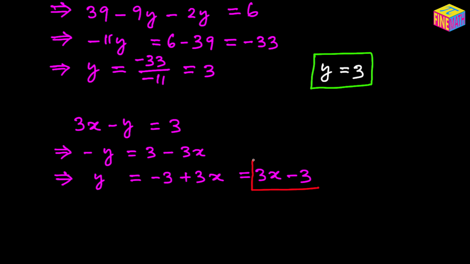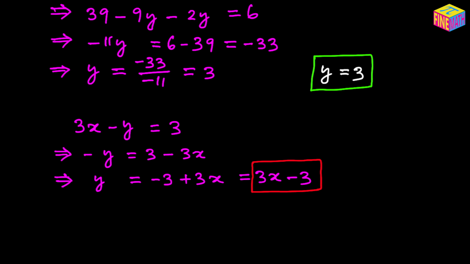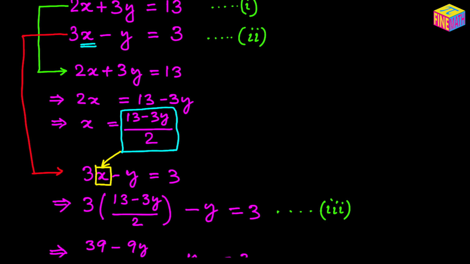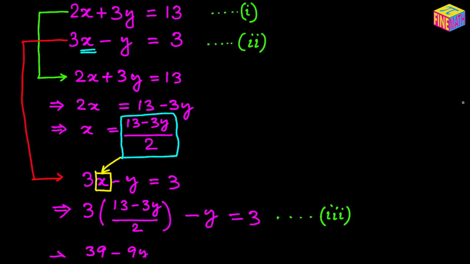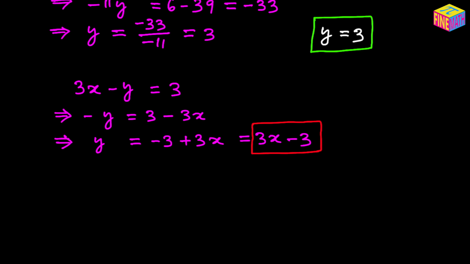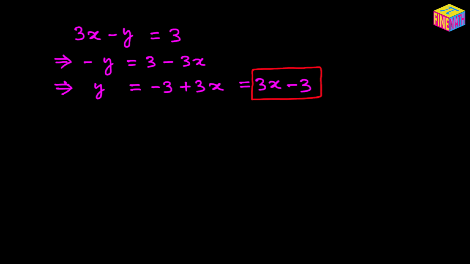of y in the first equation, because we have derived this from the second equation, and now we are going to substitute this value in place of y in the first equation. So what is our first equation? Well, our first equation was 2x plus 3y equals 13. So let me write down the first equation. 2x plus 3y equals 13.